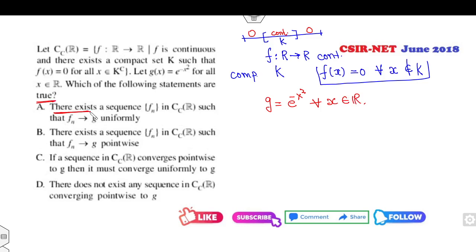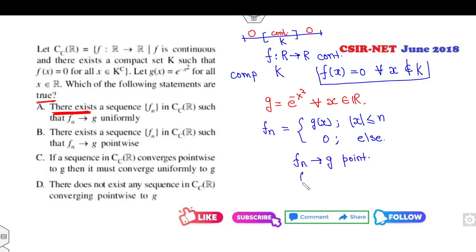You can see they are talking about there exists. There exists a uniformly convergent sequence. Yes, you can define the Fn. You can define it as g(x) if x lies in, I can say, any closed interval, so say mod of x is less than or equal to n. Otherwise 0. Clearly, this function Fn converges to g pointwise. Also Fn converges to g uniformly. Fine. So that is the correct answer.